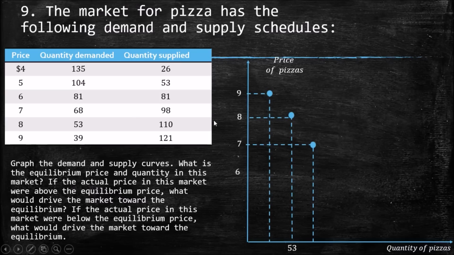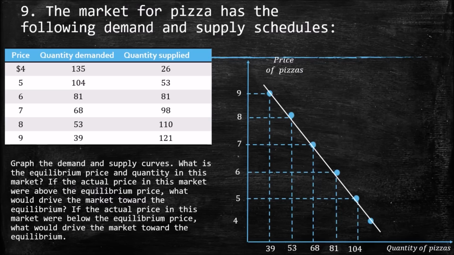At the price of 8 we have 53. At the price of 7 we have 68. At the price of 6 we have 81. At the price of 5 we have 104. And at the price of 4 we have 135. Okay, then I just join the points and I have here the demand curve, which is downward sloping. We already knew it.